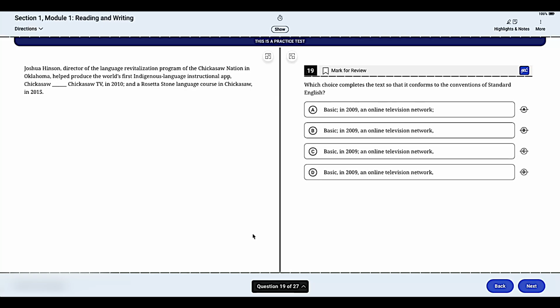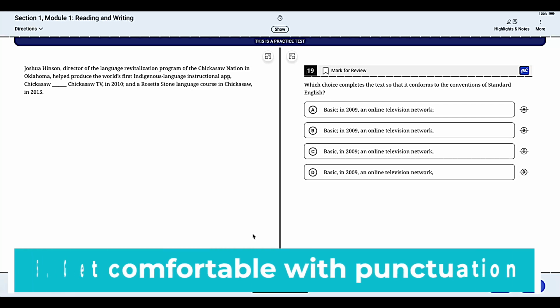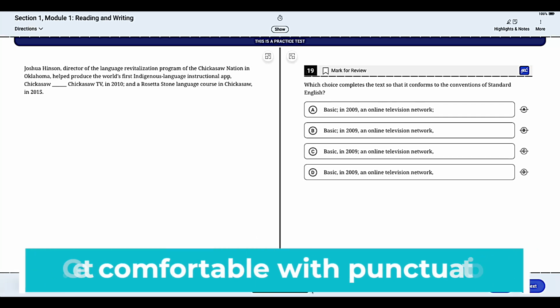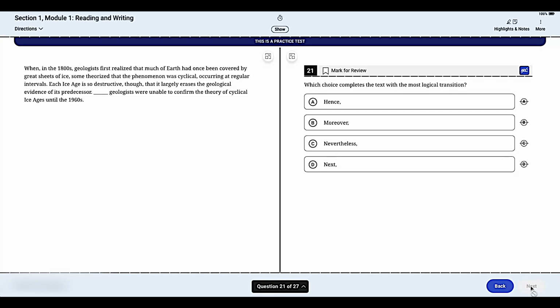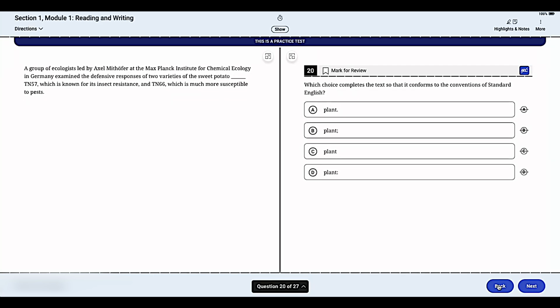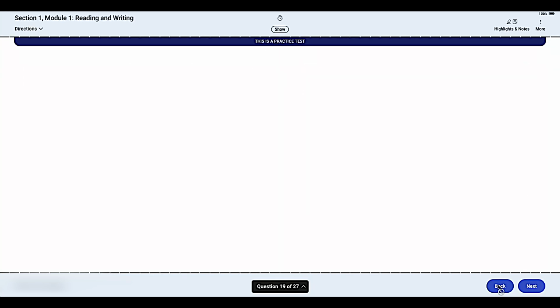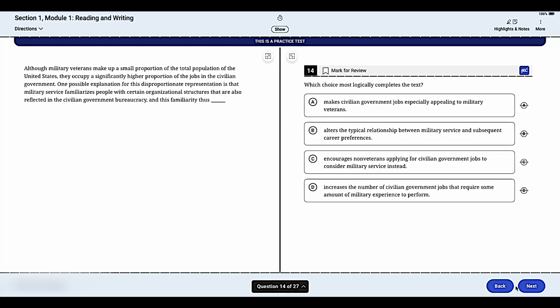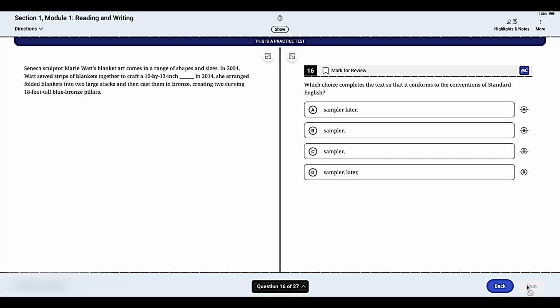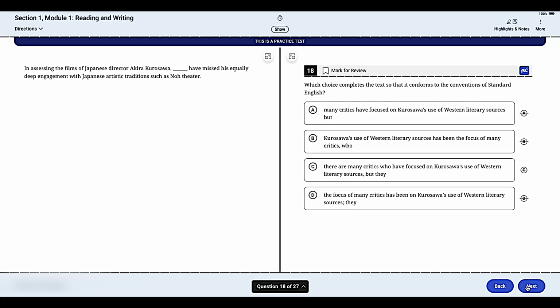And my final tip is to get comfortable with punctuation rules. Punctuation, or what they call sentence boundary questions, account for a majority of the conventions of standard English questions. If we look through, let's just count them up here. Punctuation, we'll say we got 1, 2, 3, 4, 5. Okay, so that was 5 out of 6 of the questions here. So as you can see, quite important.